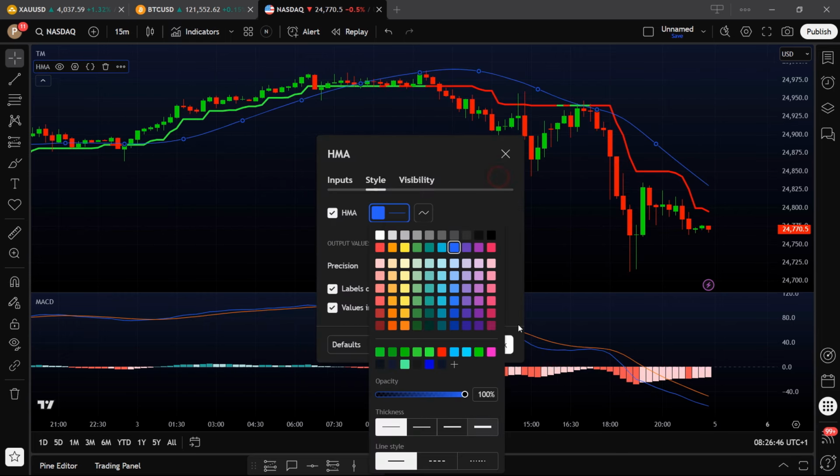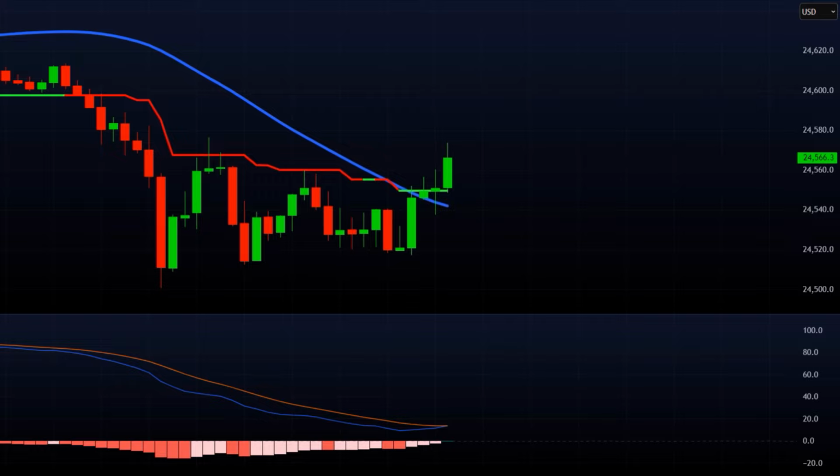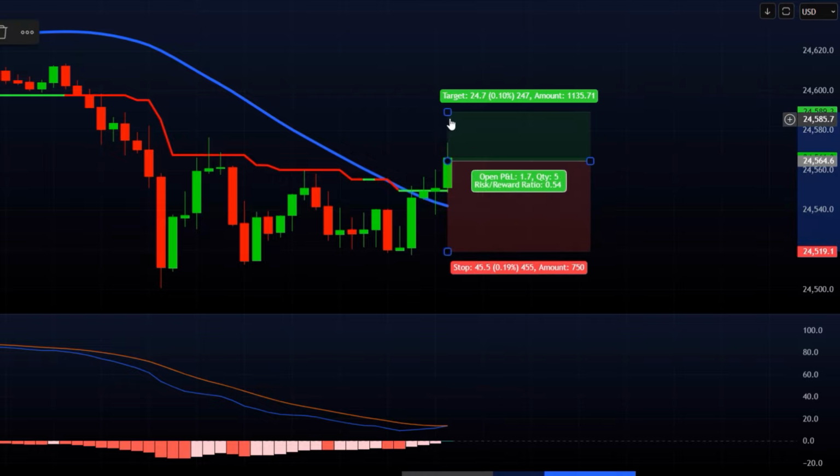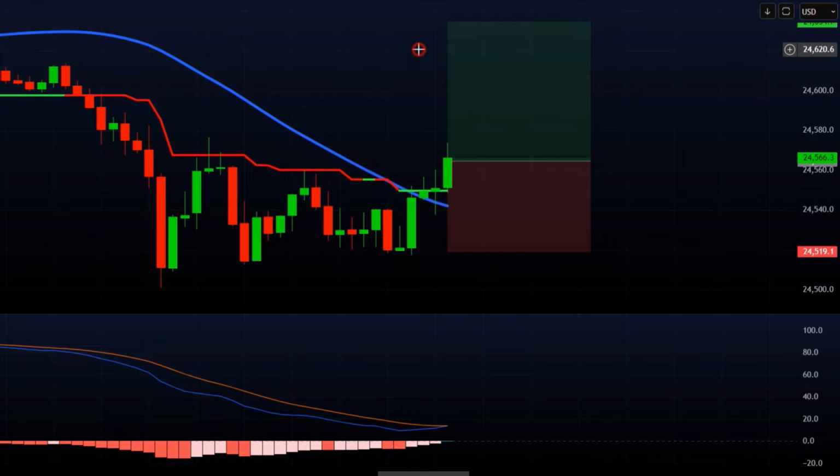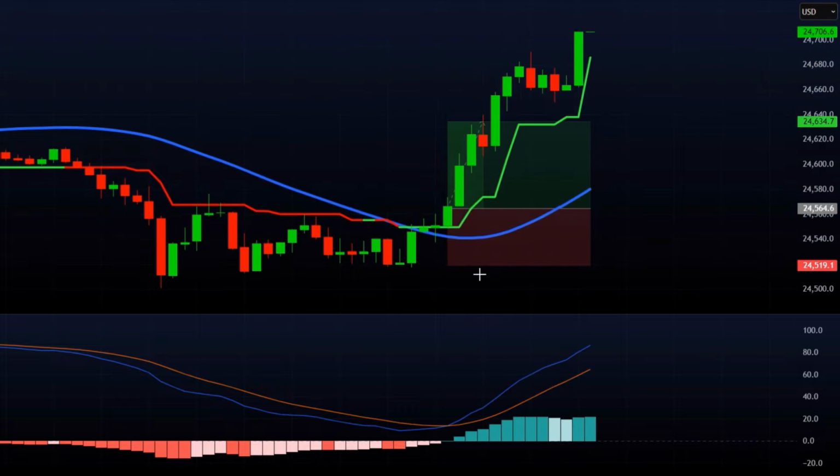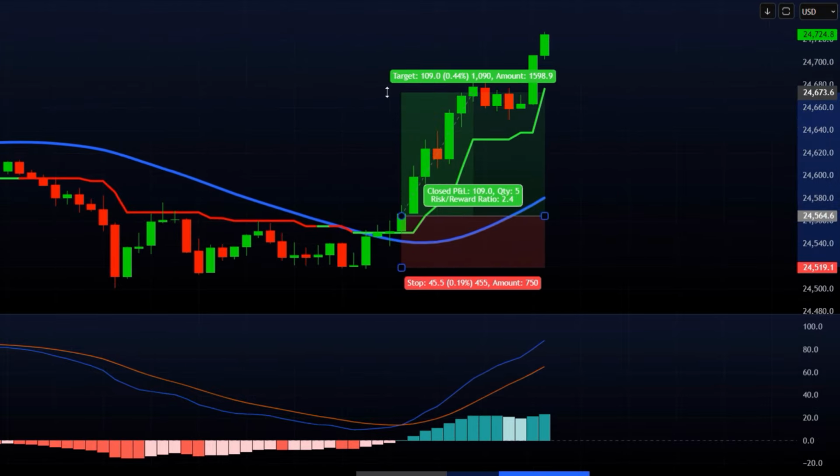This is your guide. 1. Trend Magic is green. 2. MACD histogram is green. 3. Price is above the 100 HMA. When confirmed, enter your trade. Set your stop loss below the recent low and target a 1.5 to 1 risk to reward.